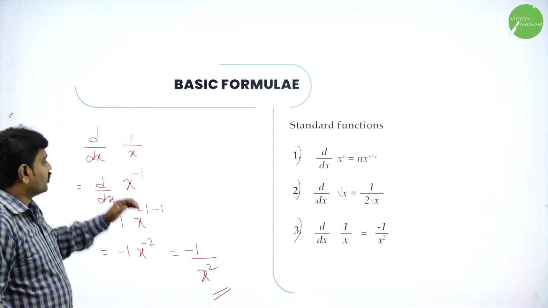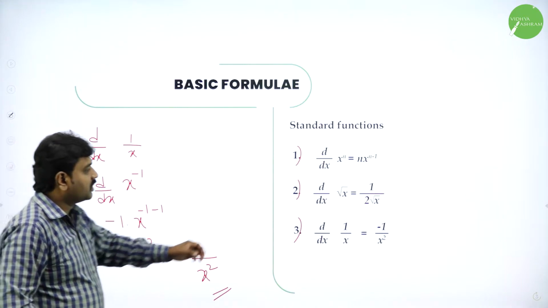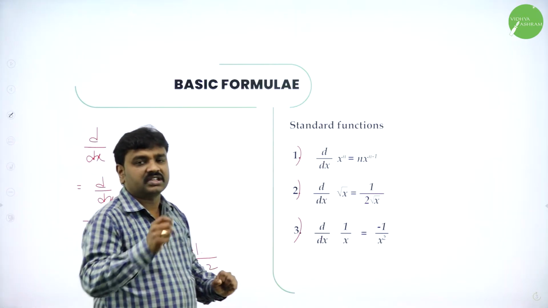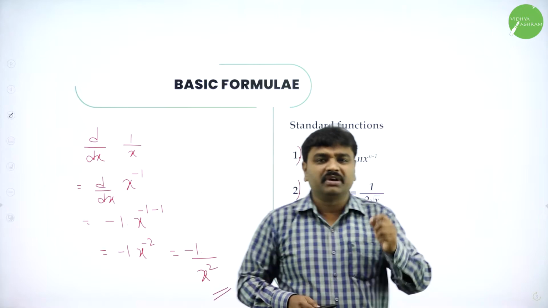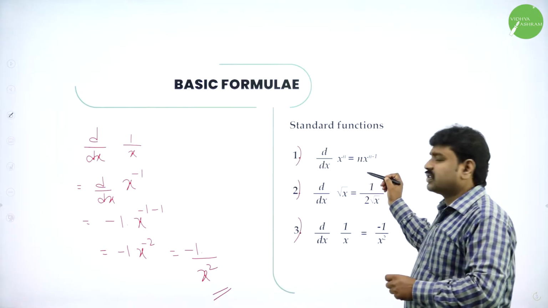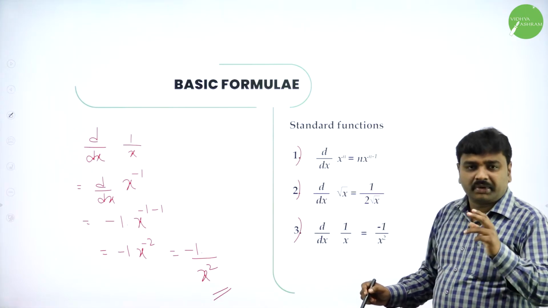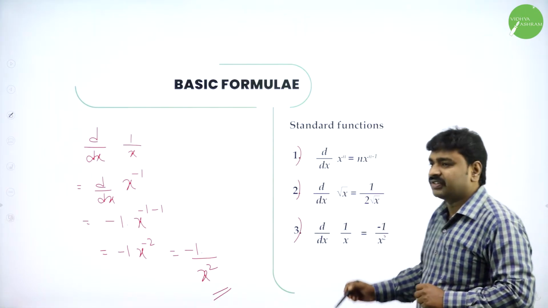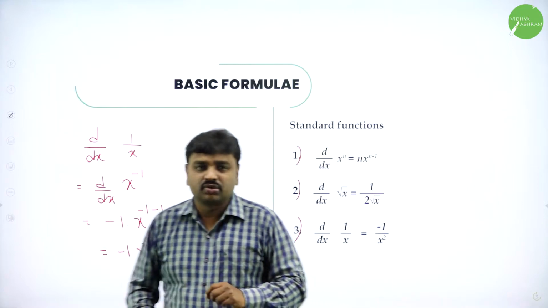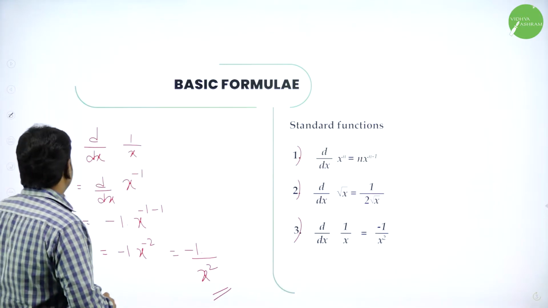Again I am repeating, don't derive like this and waste your time. Remember these three formulae, all three are standard. What is the first one? D by dx of x power n is n into x power n minus 1. D by dx of root x, 1 by 2 root x. D by dx of 1 by x, minus 1 by x square. So memorize these three standard functions.